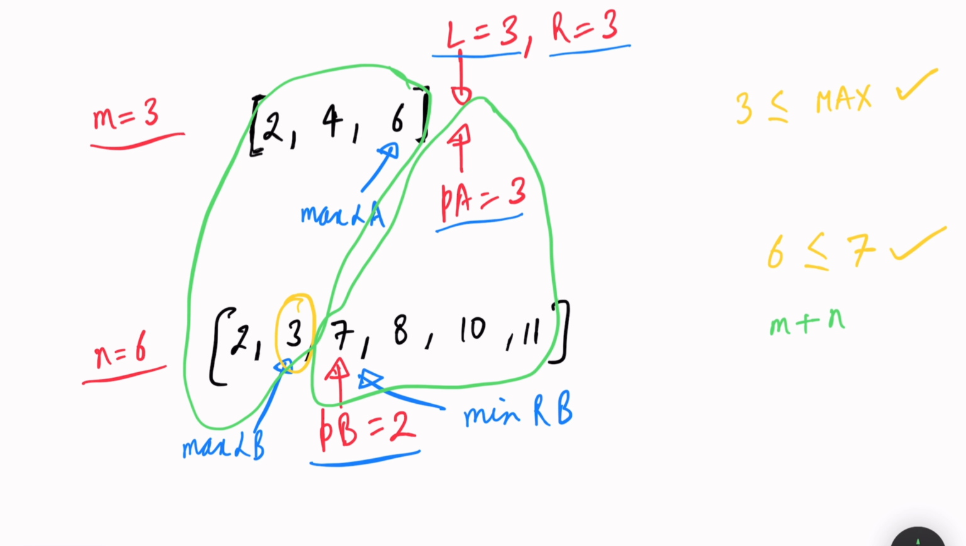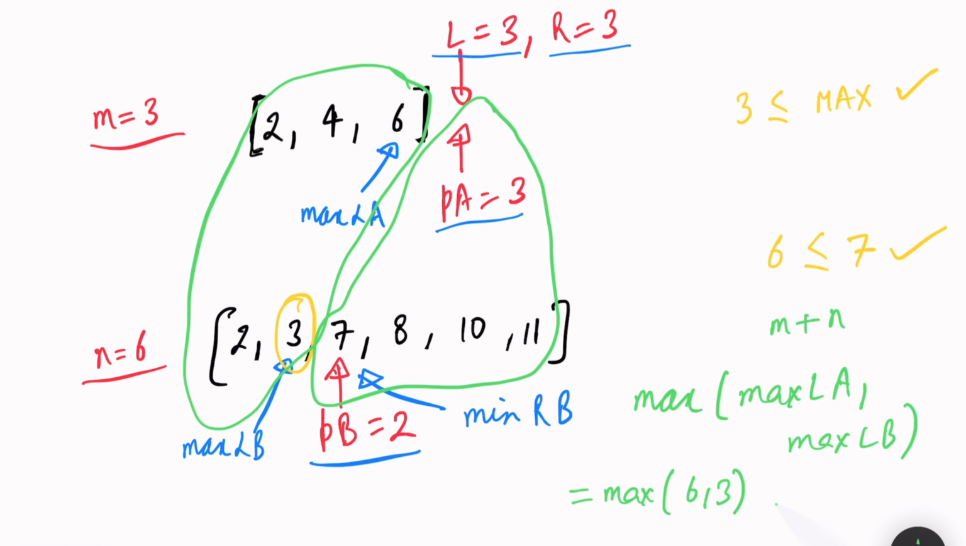So our median is going to be the max of max left A and max left B, and this is equal to the max of 6 comma 3, and this is equal to 6. So the median is going to be 6 in the merged sorted array.